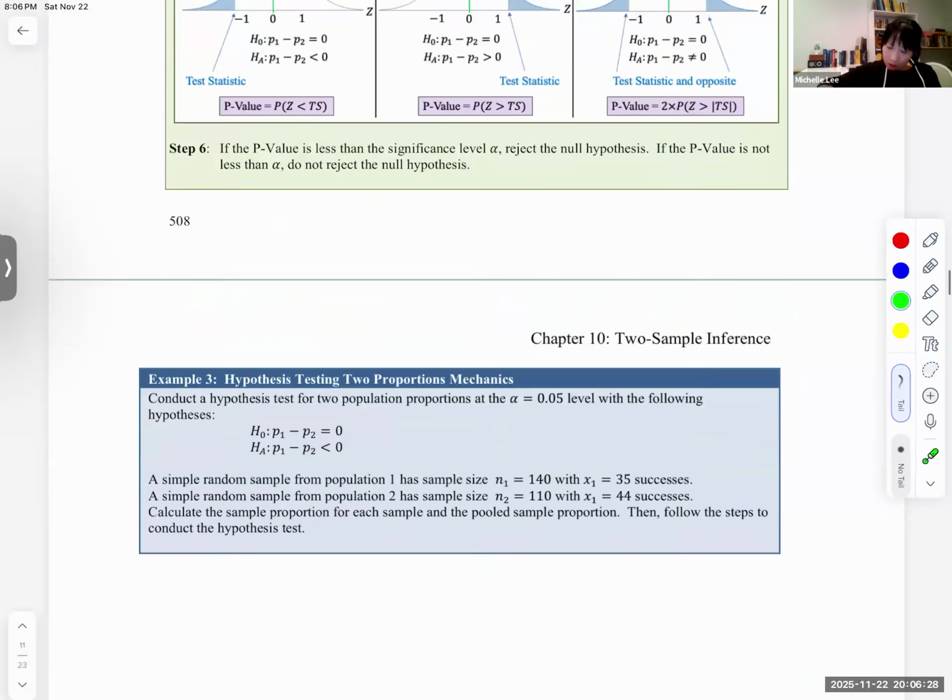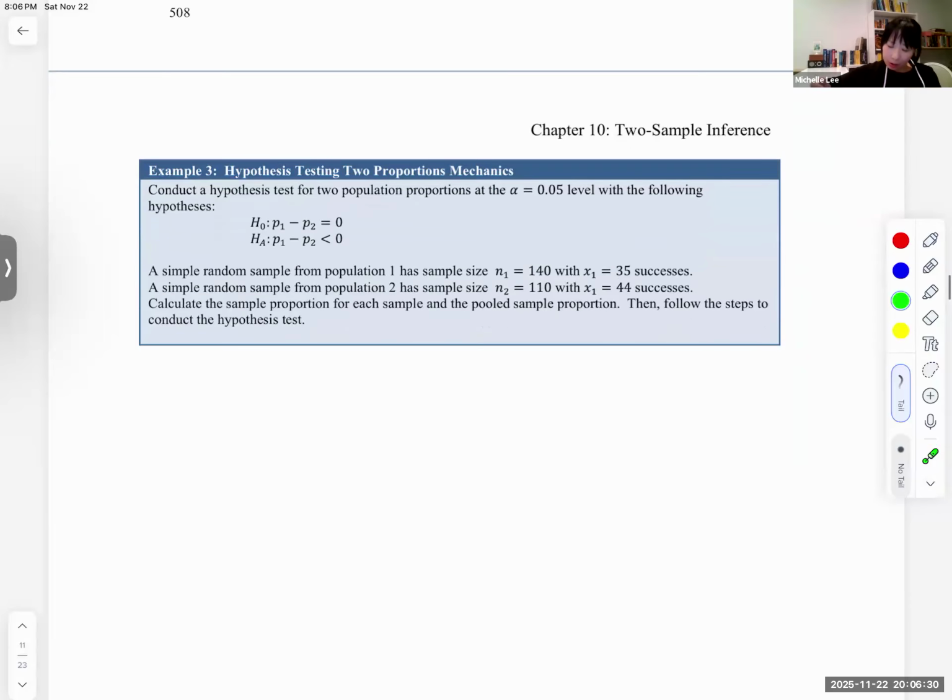Okay, let us do these questions. Conduct the hypothesis test. This is a left tail test. Alpha is given, 0.05. Everything is given: n sub 1, the sample size, is 140, and x sub 1 is 35 successes. They don't say anything else in the question, they just give us numbers, right?